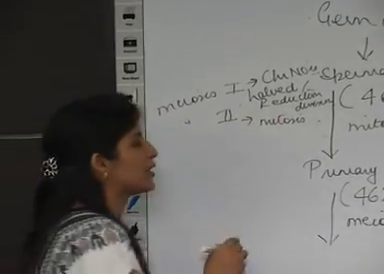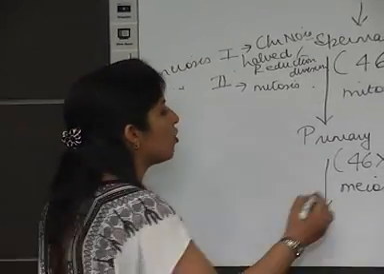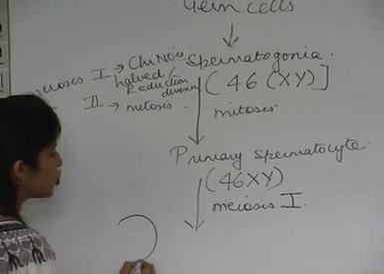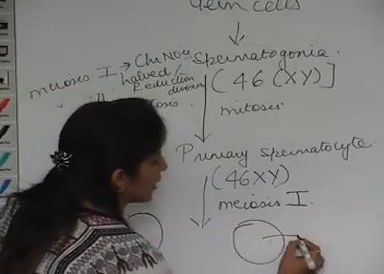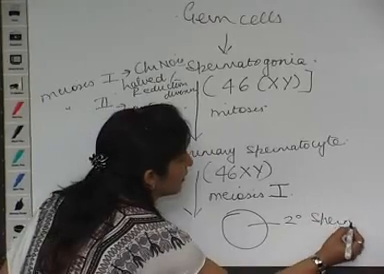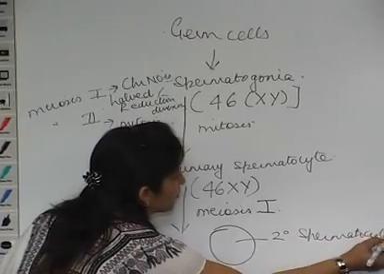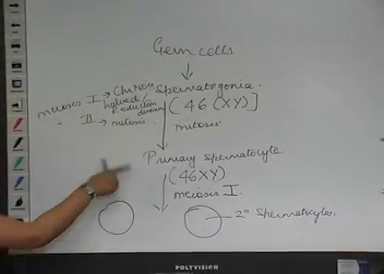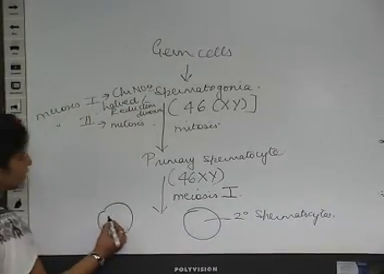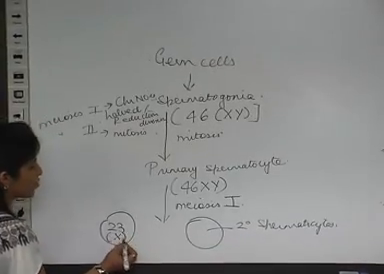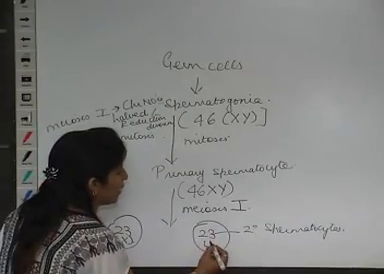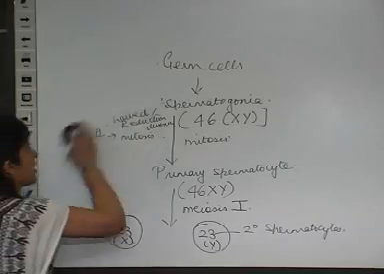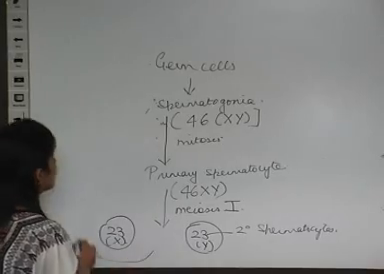Now, when primary spermatocytes are formed, they will undergo meiosis 1 and so the chromosome number will be halved and two secondary spermatocytes will be formed. The chromosome number of the secondary spermatocyte will be half of that of the primary spermatocyte, and it will be 23. In brackets, one will have the X chromosome and the other will have the Y chromosome. These secondary spermatocytes will then undergo meiosis 2.